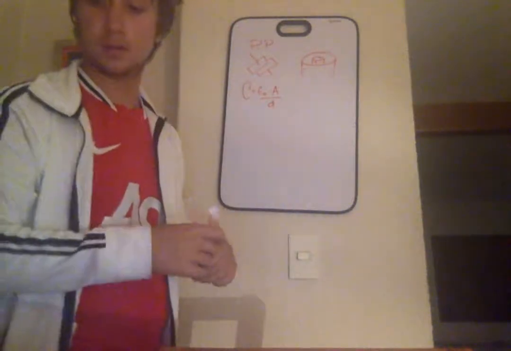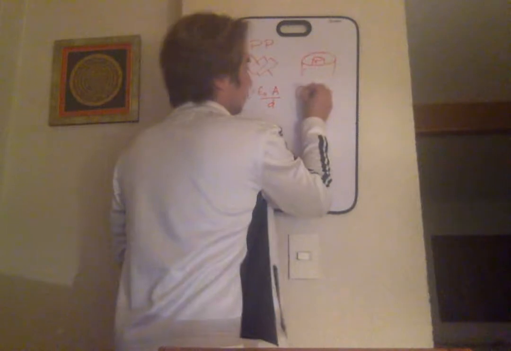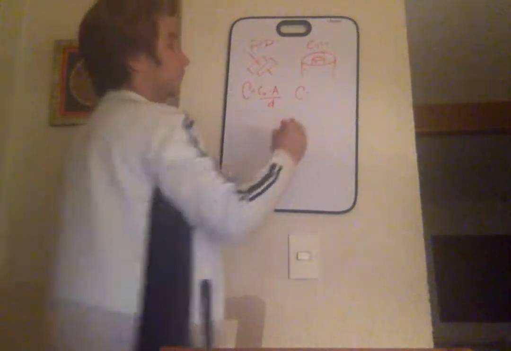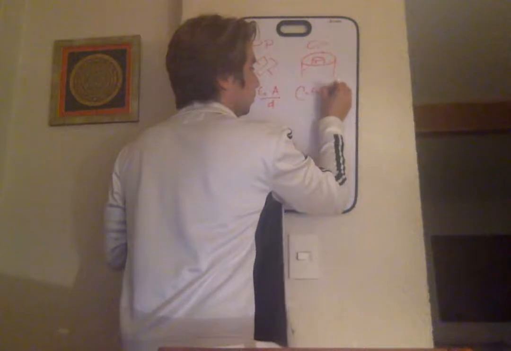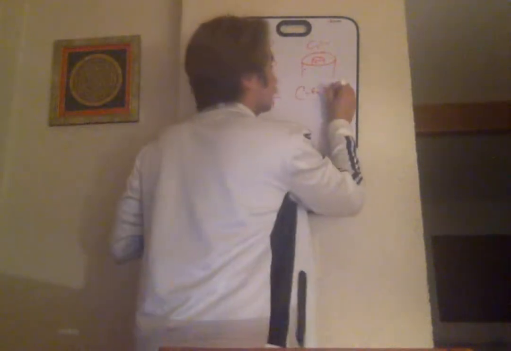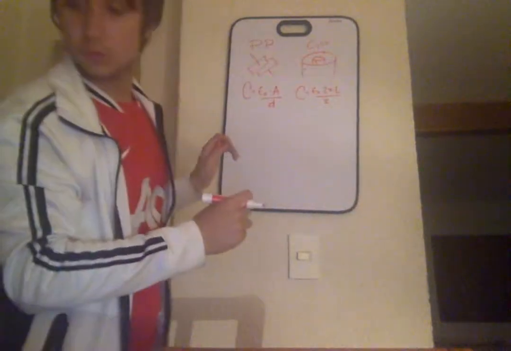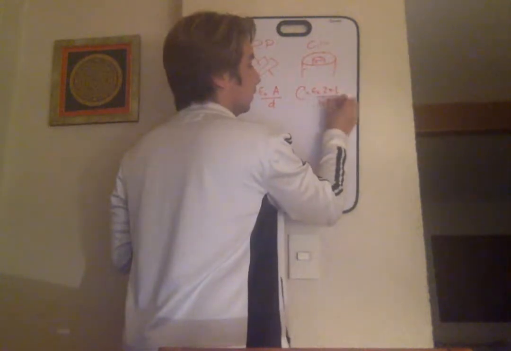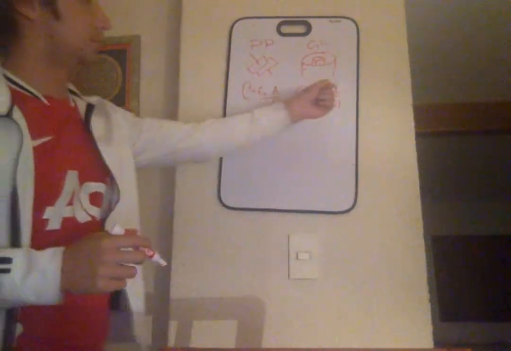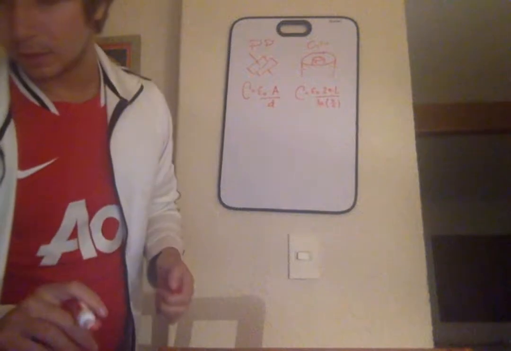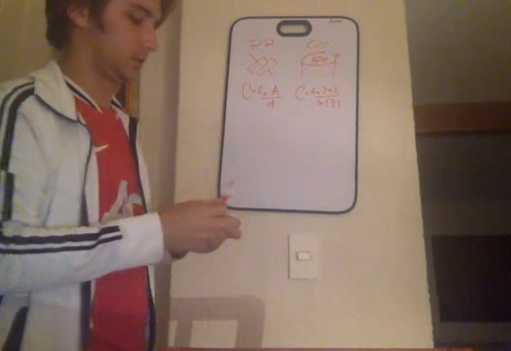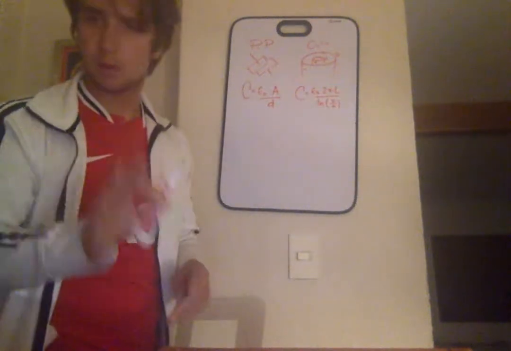And once you do all of that, you will find out that the capacitance in a cylindrical capacitor is equal to epsilon naught 2 pi times the length over the logarithm of the division b over a, where b and a are the radius of each of the cylinders. And well, that's another important equation.